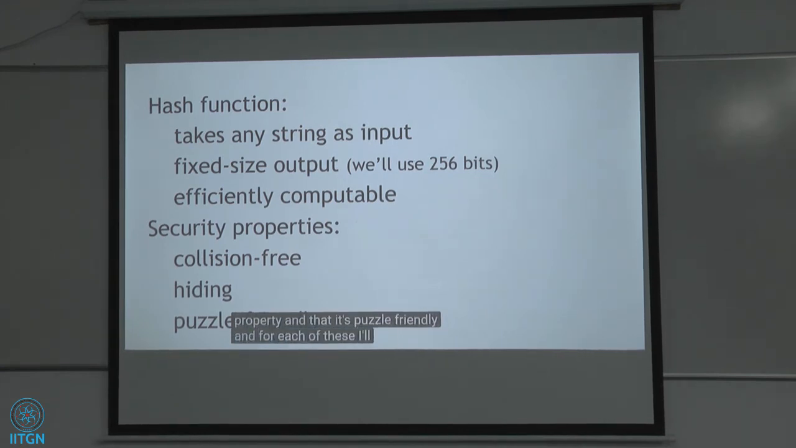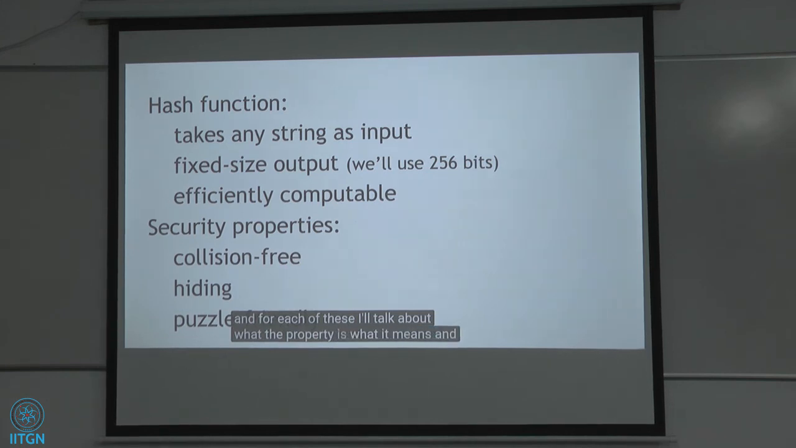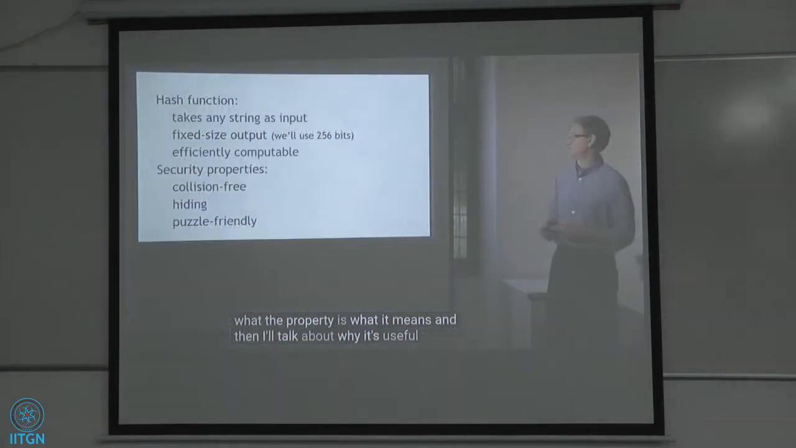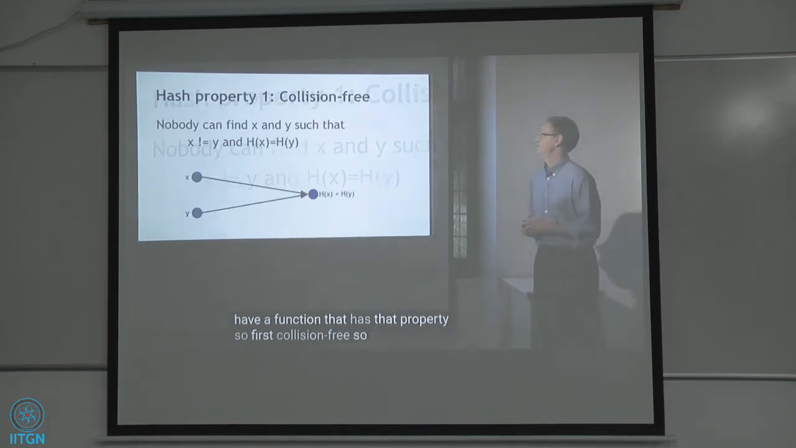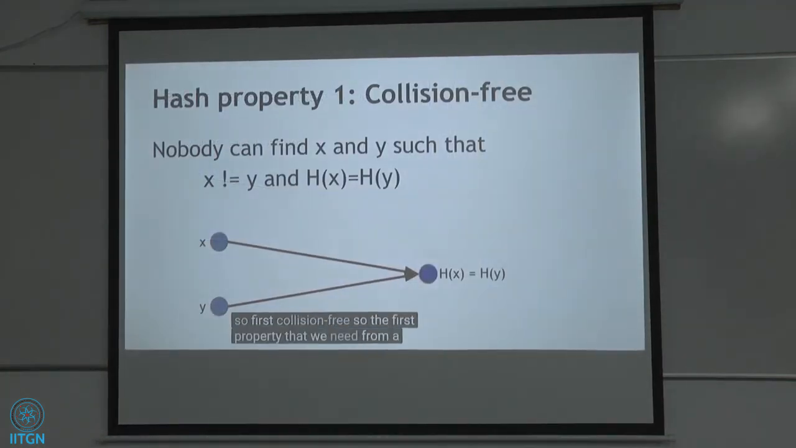And for each of these, I'll talk about what the property is, what it means, and then I'll talk about why it's useful to have a function that has that property. So first, collision-free. The first property that we need from a cryptographic hash function is that it's collision-free. And what that means is that it's impossible, nobody can find values x and y, such that x and y are different, and yet the hash of x is equal to the hash of y.